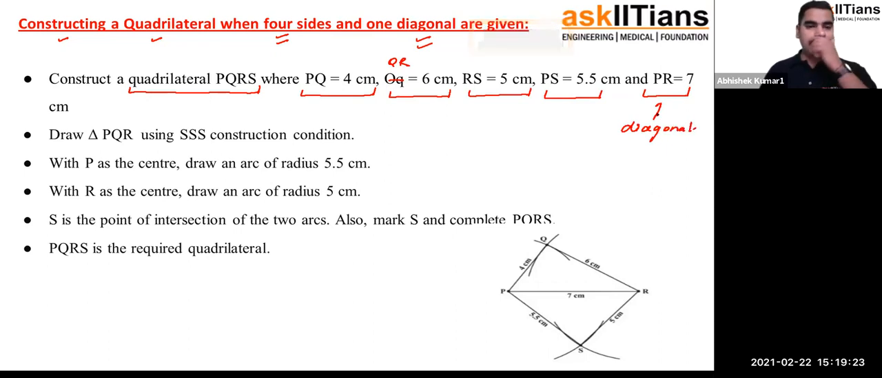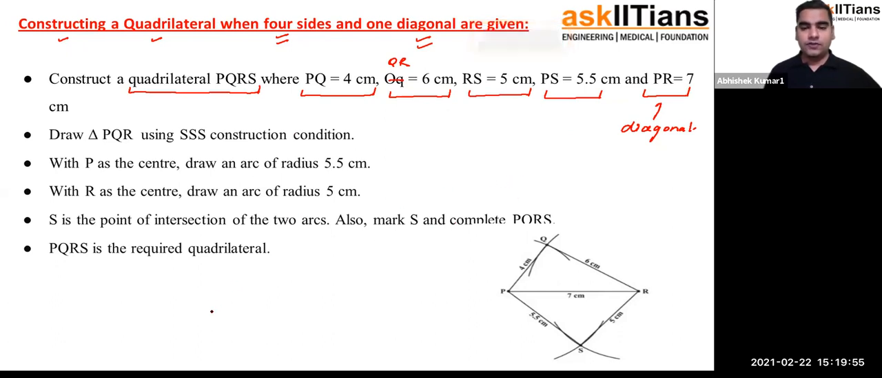So we have to construct a quadrilateral in which we are provided all four sides, and apart from that we are also provided one diagonal. Then how can that quadrilateral be drawn? Again, we should always try to draw the rough figure first. You know PQ, you know QR, you know PR. So first we will try to draw a triangle PQR. So how can that be drawn?